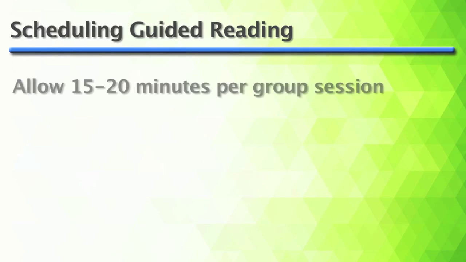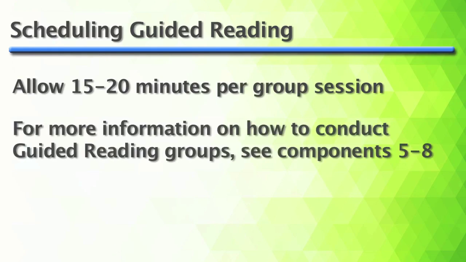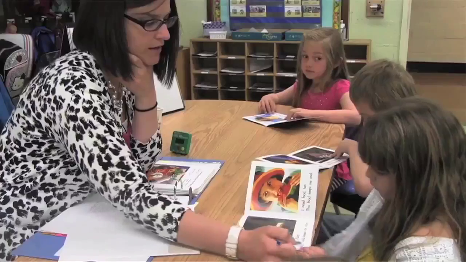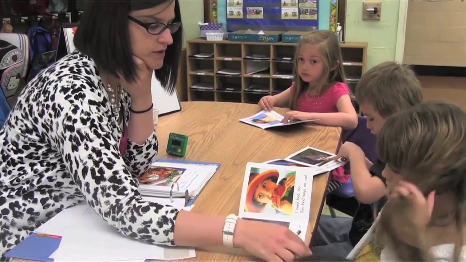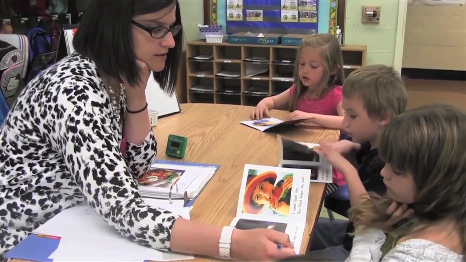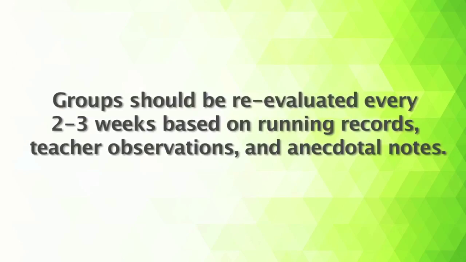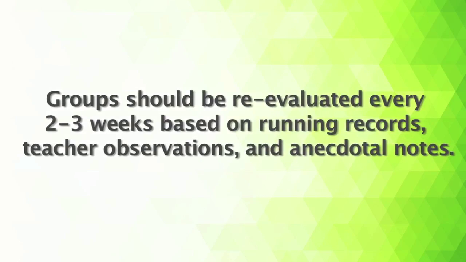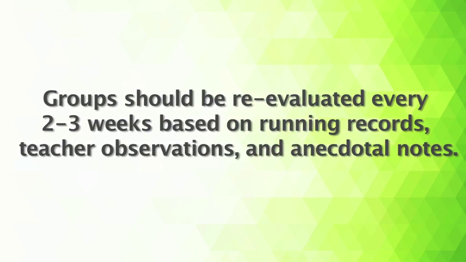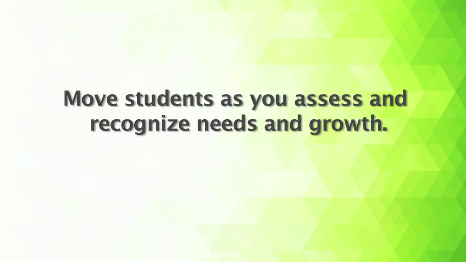When designing your schedule for meeting with groups, allow 15 to 20 minutes per group session. For more information on knowing what to include within that time frame, please refer to components 5, 6, 7, and 8. As mentioned before, groups should be dynamic, flexible, and changing on an ongoing basis. This means grouping should be reevaluated every 2 to 3 weeks based on recent running records, teacher observation, and anecdotal notes about reading behaviors gained through running record miscue analysis. Be sure to move students as you assess and recognize needs and growth.